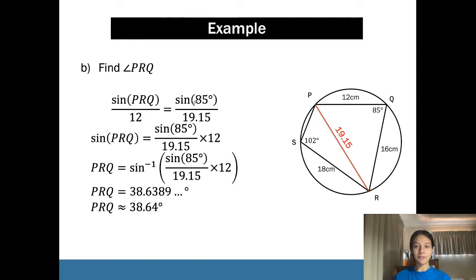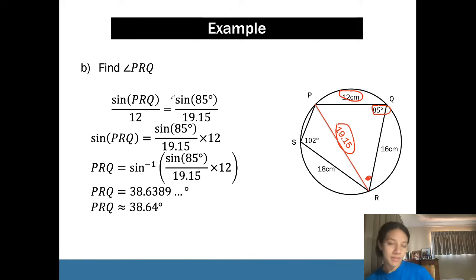So the next bit is to find the angle PRQ. So that's this angle here. That's when we go back to using the sine rule. So we have this length and this angle, and we have this length, which means we can use the sine rule to solve for that angle here. So sine of PRQ is opposite of 12, and then sine 85 is opposite 19.15, the answer from before.